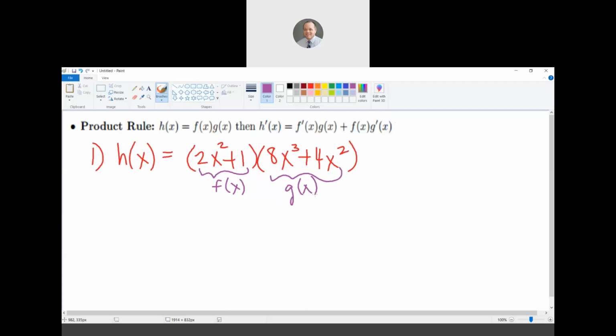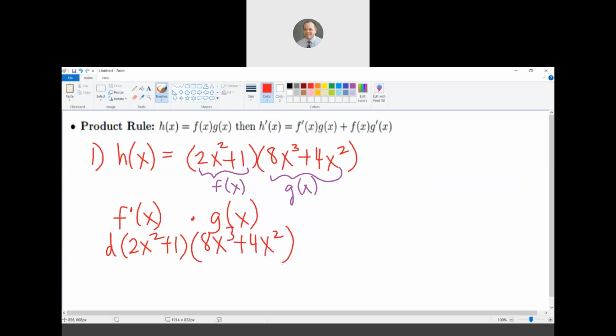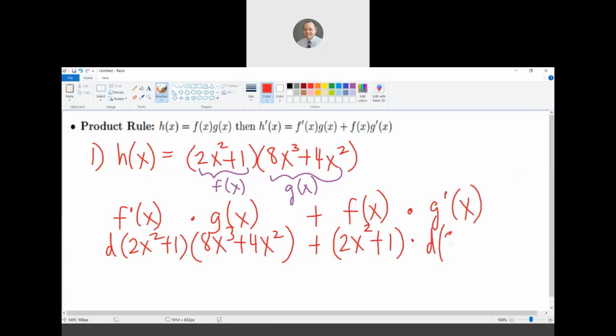Now let's use the product rule and write down everything. The derivative of f, which is the derivative of 2x squared plus 1, times just g of x, that's the original g, plus the original f of x, or just 2x squared plus 1, times the derivative of g of x, or the derivative of 8x cubed plus 4x squared.